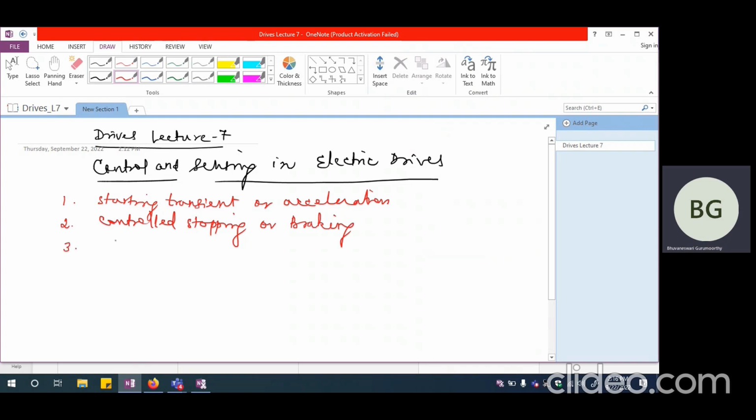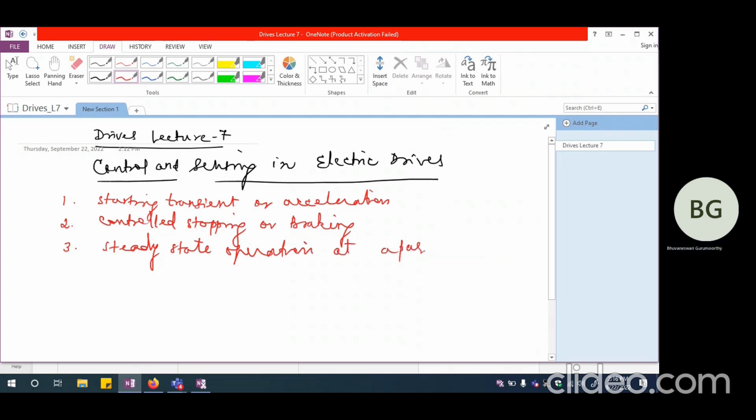The third one could be steady state operation at a particular speed.